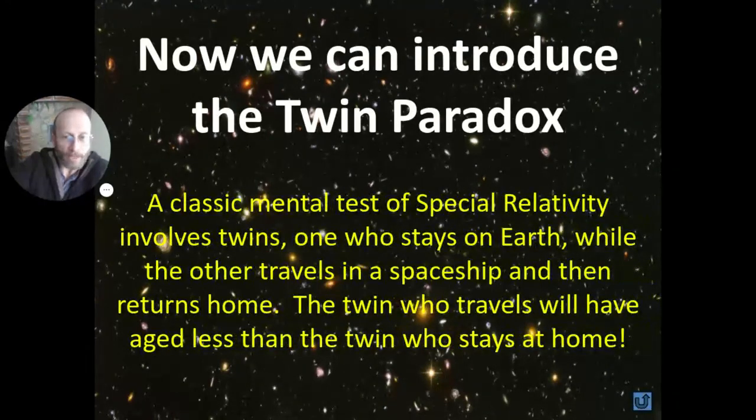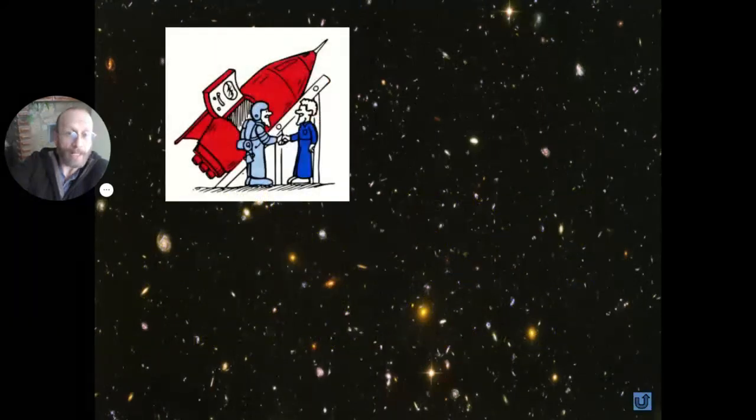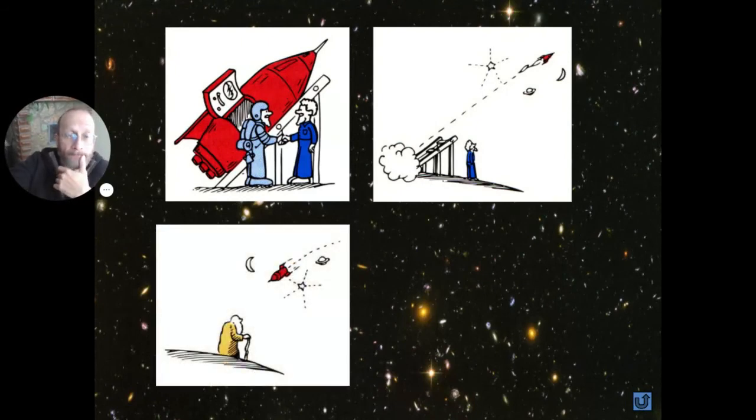So the twin paradox is basically that we have now two identical twins. So they were born at the same time. One of them becomes an astronaut and takes off in a rocket. Let's say it goes 10% the speed of light, and it does so for 10 light years, and then turns around and returns home.